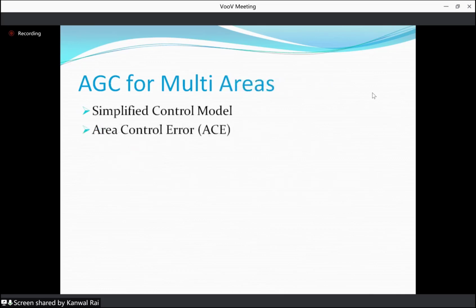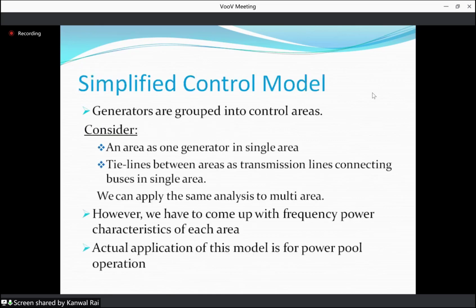For multi-areas, we use a simplified control model and area control error. In the simplified control model, the generators are grouped into control areas. Consider the following points. An area with one generator is a single area. Tie lines between areas are transmission lines connecting buses in single areas. So we can apply the same analysis to multi-area. However, we have to come up with the characteristics of each area.